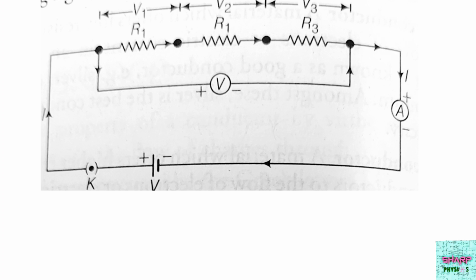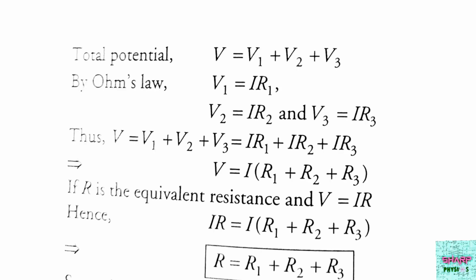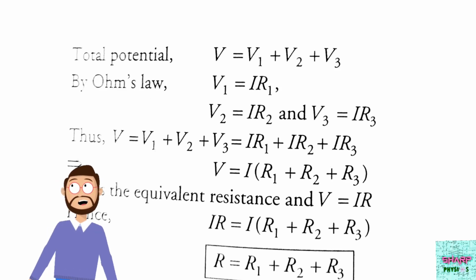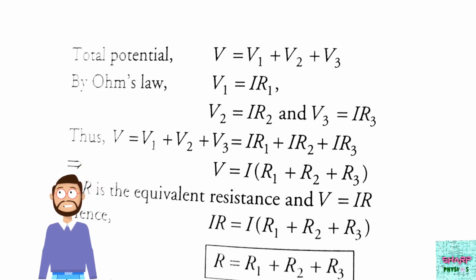An applied potential V produces current I in the resistors R1, R2 and R3, causing a potential drop V1, V2 and V3 through each resistor. Hence, the total potential V equals V1 plus V2 plus V3. But by Ohm's law, we know that V1 equals IR1, V2 equals IR2, and V3 equals IR3.